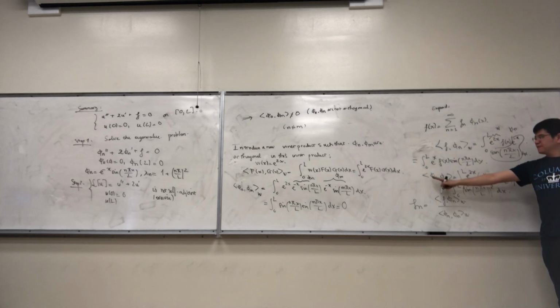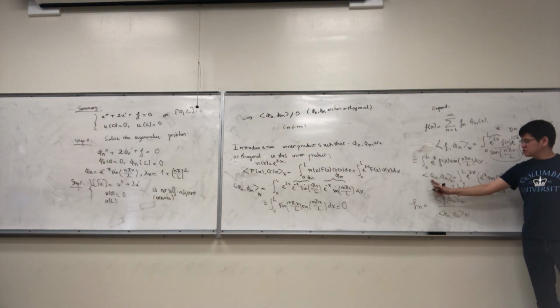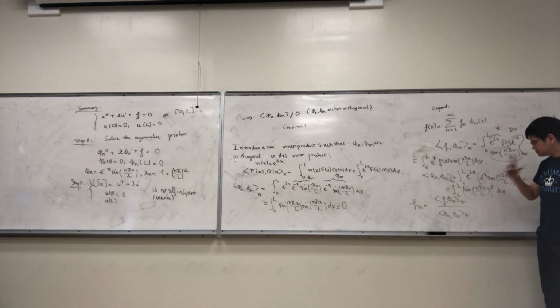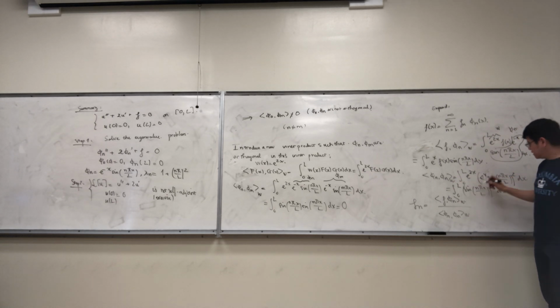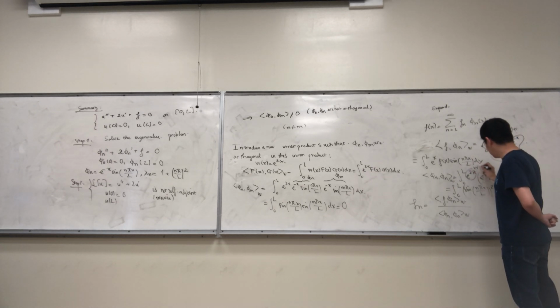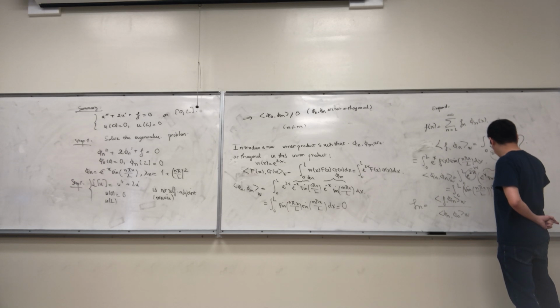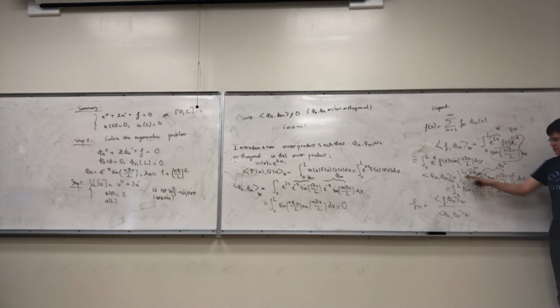So the norm of phi n is also computed with respect to this inner product. I have w here, and this is phi n squared, so I have exponential minus x times sine of n pi x over l, squared. So this exponential will cancel with this exponential, and I have only sine squared, right?